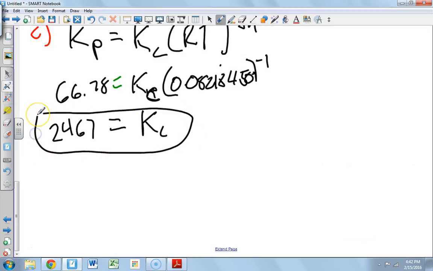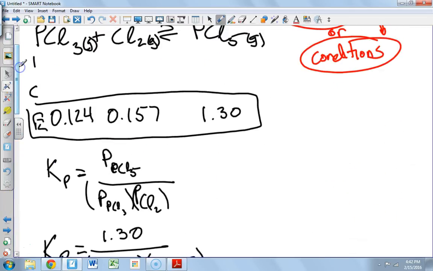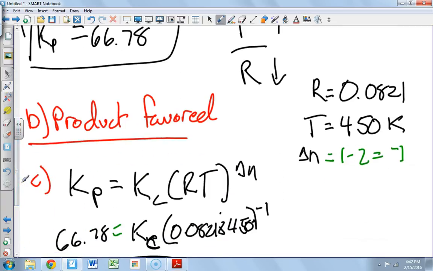So there we go. Hopefully that clears up some of the major stuff that has to do with equilibrium: writing equilibrium equations, calculating constants, and converting between Kp and Kc. There's a lot of things in this, so this is good.